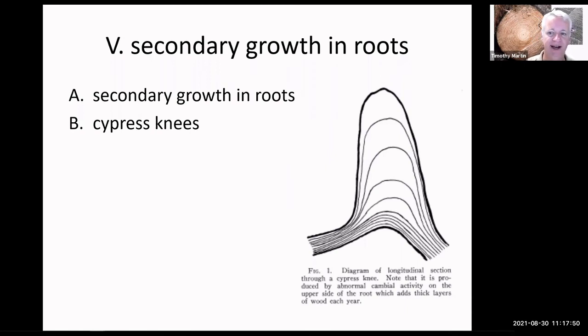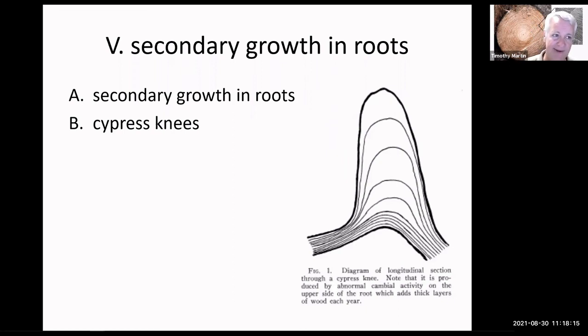So the final point I wanted to make, this is just sort of odds and ends, but I think it's a really neat point, is that roots have secondary growth as well. Roots grow in diameter. They have vascular cambium, and that's why sometimes you can get roots that are really big around. They have secondary growth. I just wanted to point that out. We don't have a lot of data on secondary growth in roots, but it certainly happens.